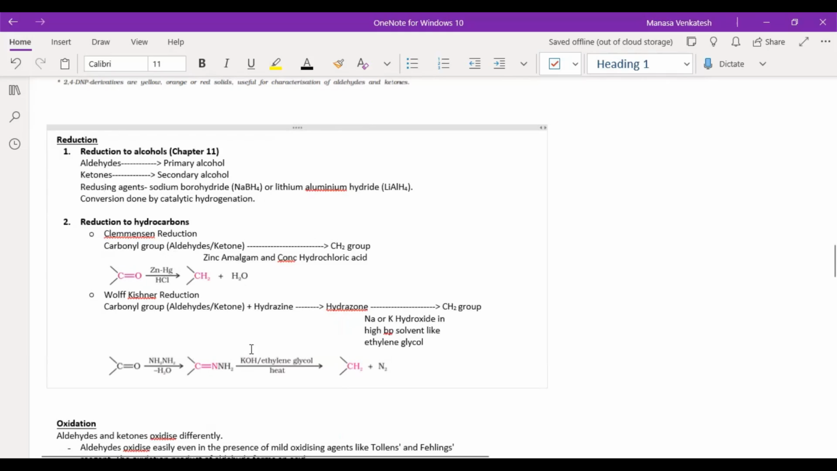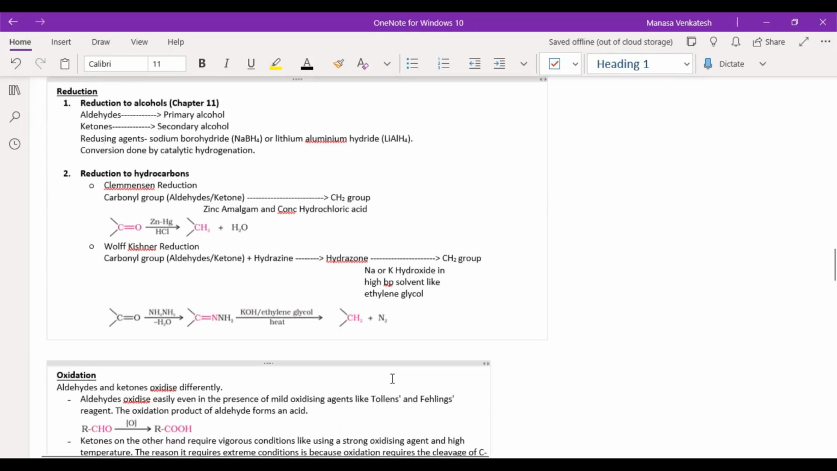So Clemmensen and Wolff-Kishner are quite similar. In both cases you have the major product as an alkane, the CH2 group, but the reagents used are different. In Clemmensen, we have zinc amalgam and concentrated hydrochloric acid, whereas in the case of Wolff-Kishner, we have a reaction with hydrazine that gives us a hydrazone, followed by reaction with potassium hydroxide in the presence of ethylene glycol and heat, which gives us a CH2 group and nitrogen gas.